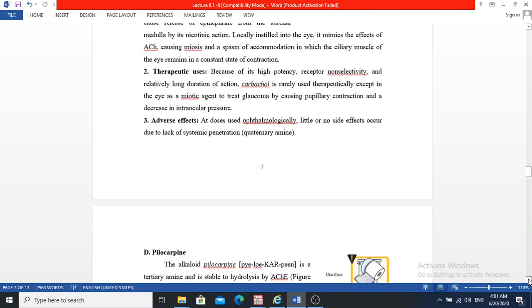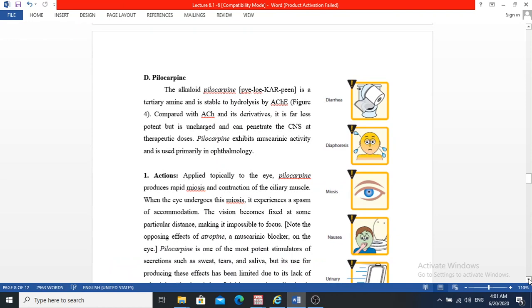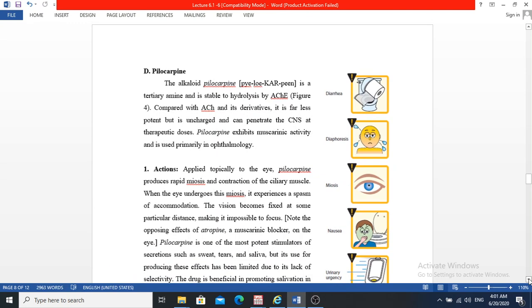Let us go to pilocarpine. This alkaloid pilocarpine is a tertiary amine, stable against hydrolysis by the acetylcholinesterase enzyme, compared with acetylcholine and its derivatives. It is far less potent, but it is uncharged and can penetrate into the CNS at therapeutic doses. Pilocarpine exhibits muscarinic activity and is used primarily in ophthalmology.